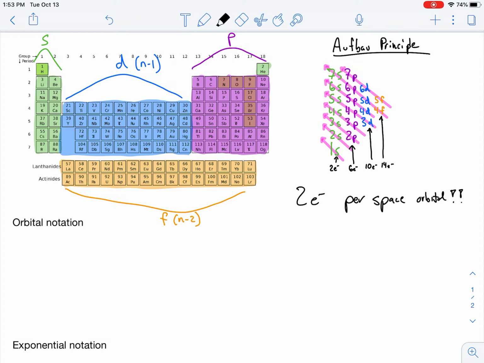Alright, crazy kids, here's your second part of your electron configuration lecture. In this lecture, we're going to be going through the three different types of electron configuration. Remember, electron configuration is just talking about the probable locations of electrons, nothing crazy.